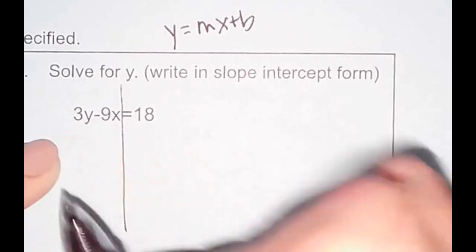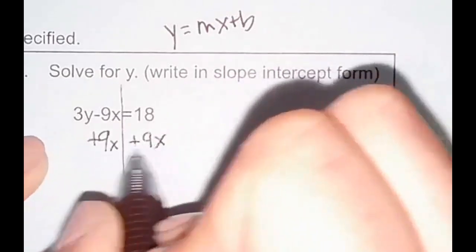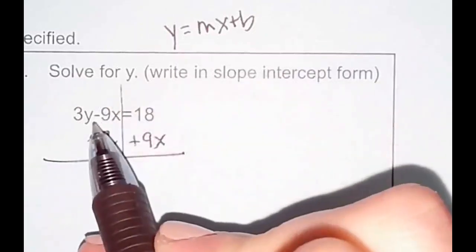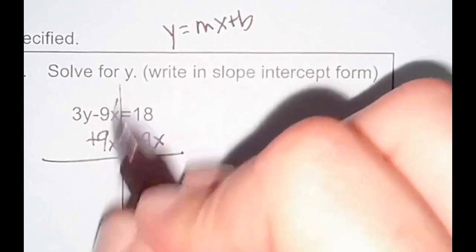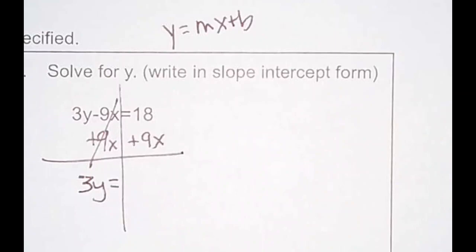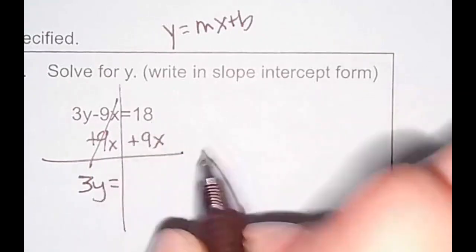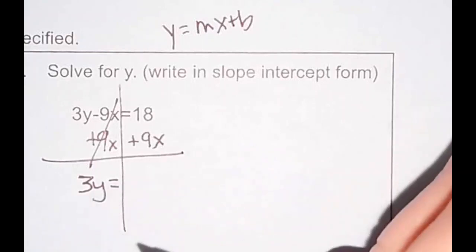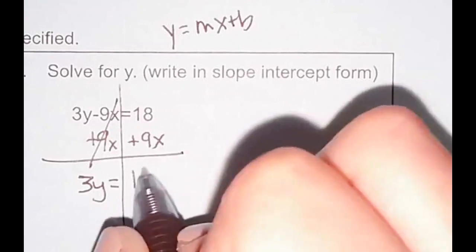Now I'm going to divide everything by the number that's in front of y, by the coefficient. Every single piece will be divided by 3. Trying to get y alone, so I gotta get rid of the 3. 3 over 3 is 1, so I have 1y equals 18 over 3 is 6.